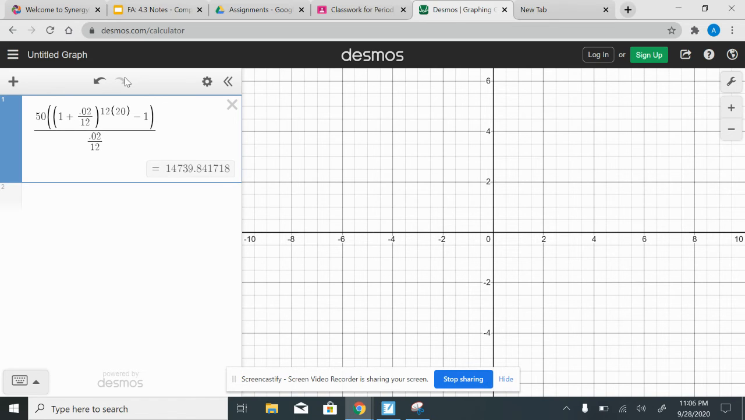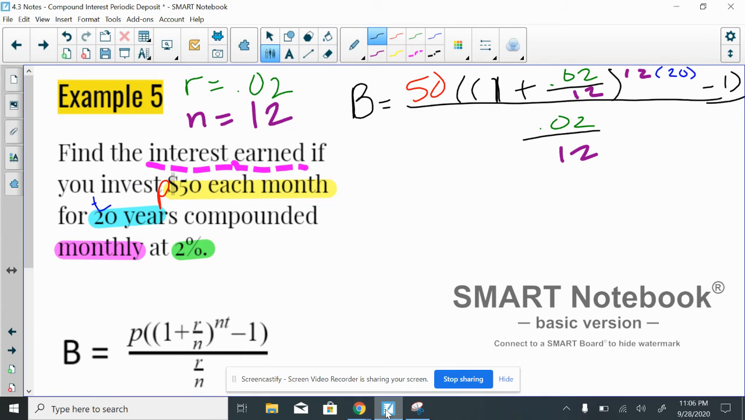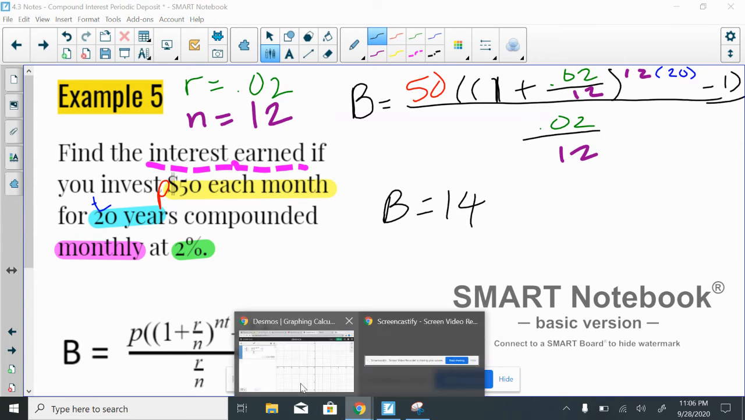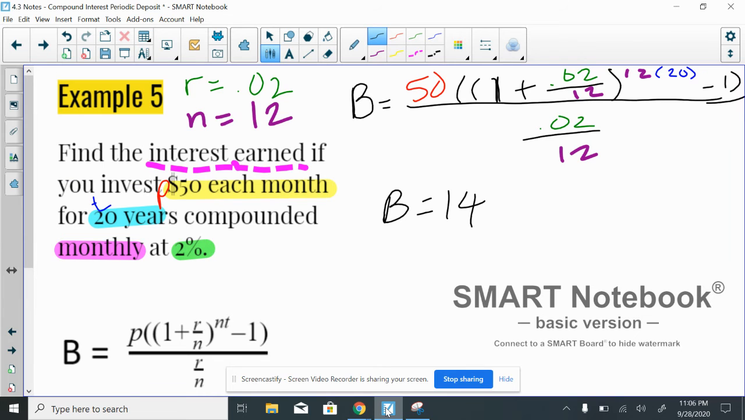You guys, if you want to focus on this one, you're actually going to go ahead and go back to examples 1 through 4. So $14,739.84 is my balance. It would help if I could remember $14,739.84. That's already rounded and everything. Okay, but that's not what they asked me for on this one. They asked me for the interest earned.